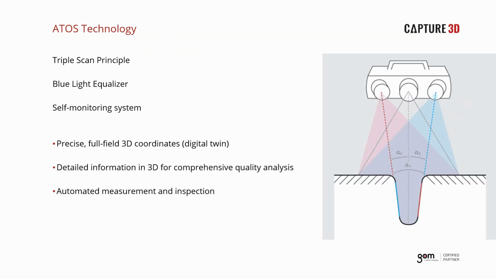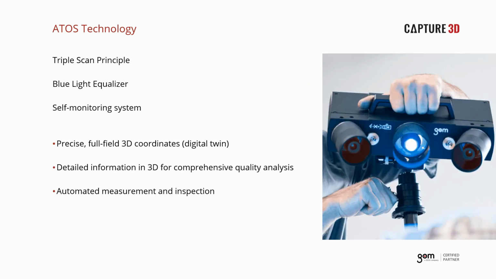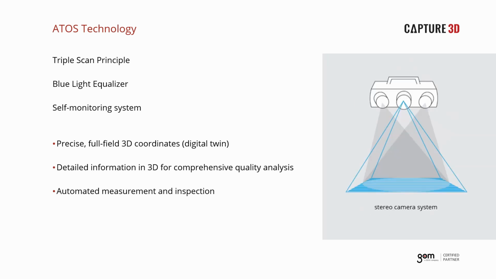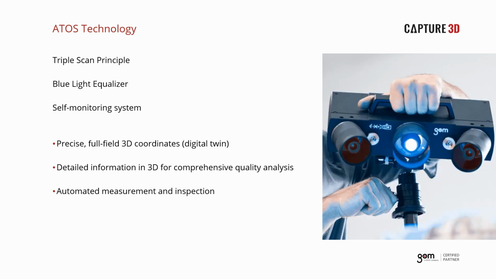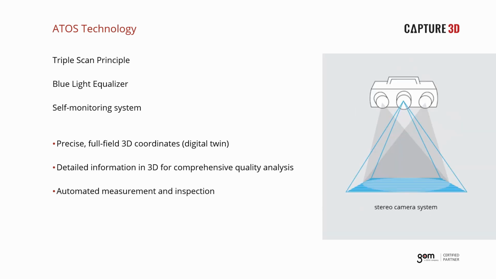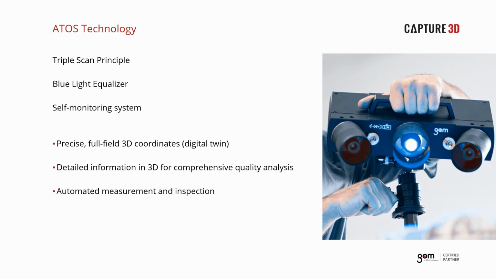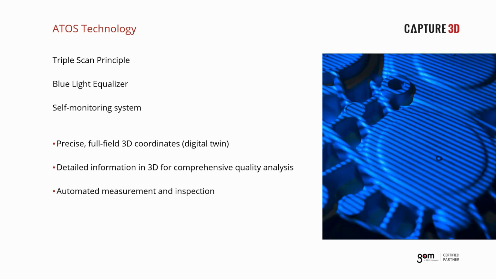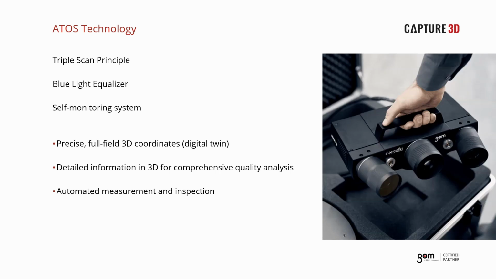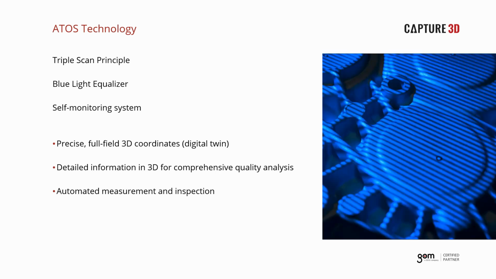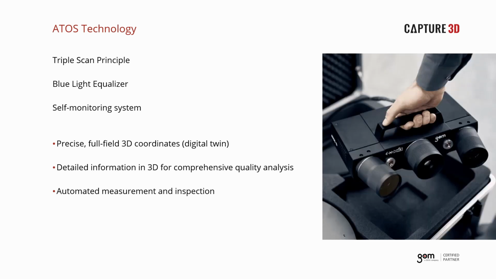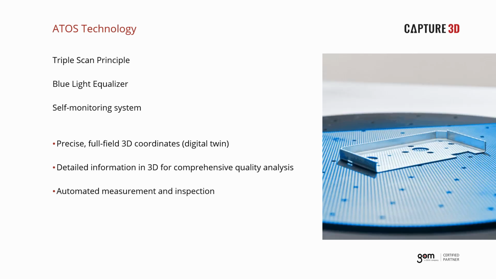Now that you've seen the way ATOS systems can be configured, let's first clear up some confusion, and that may lie in this acronym ATOS. ATOS stands for Advanced Topographic Optical Scanner. Okay, so what sets ATOS scanners apart from all the other 3D scanners on the marketplace? Well, triple scan technology, blue light equalization, and self-monitoring technologies really allow GOM to highlight their ability as the most accurate scanner in the world today.